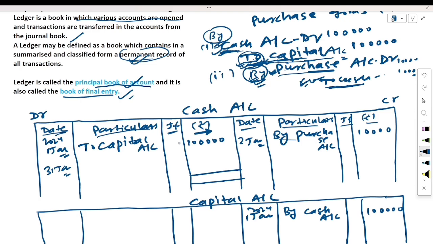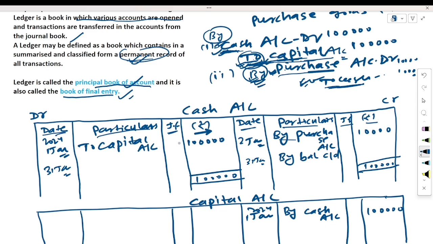How will we balance this? First of all, you have to check the amount column of both sides, credit and debit. From which side is the amount more? Where the amount is more, from that side you will start to balance. Here the amount is rupees 1 lakh and here the amount is 10,000. We will have to do the balance from this side, the debit side, not the credit side. We will write here 1 lakh, the same total amount, 1 lakh.